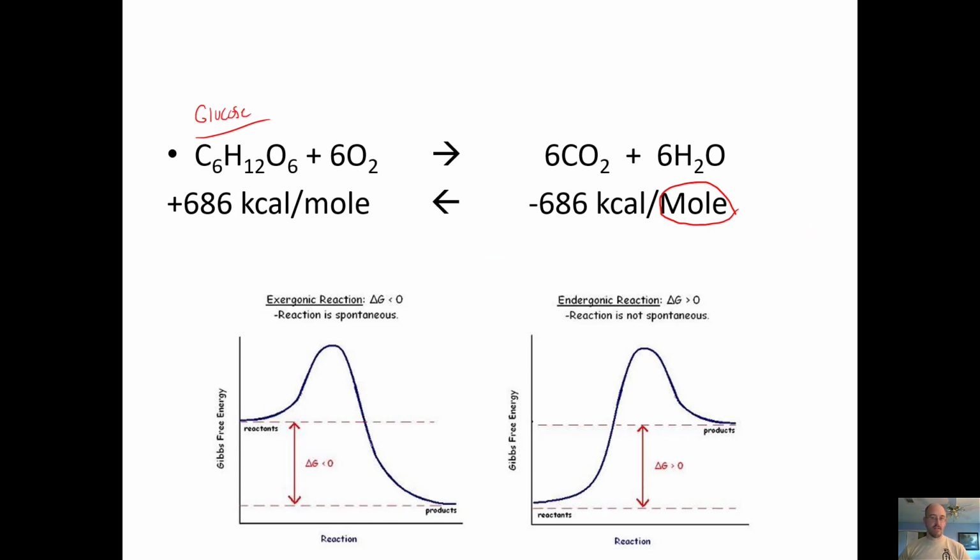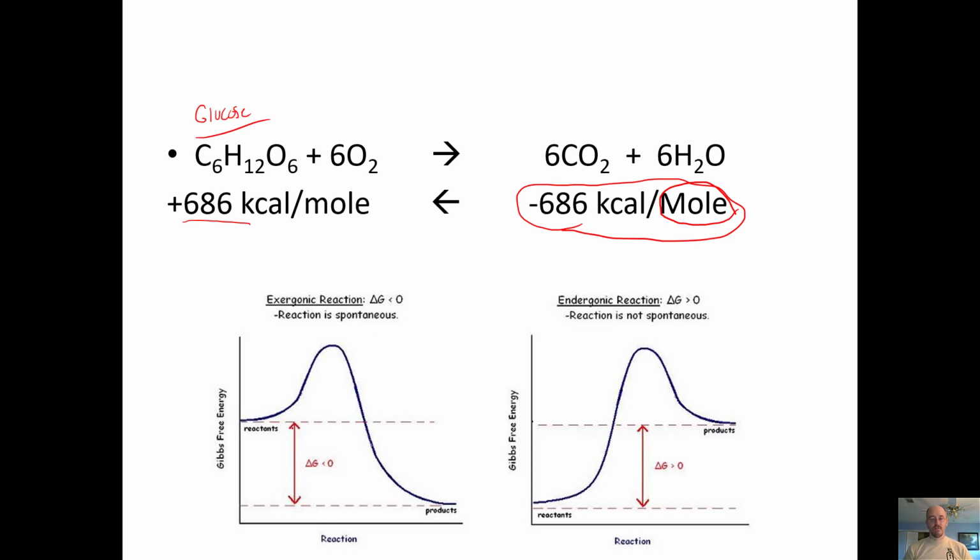6.22 times 10 to the 23rd, or that kind of a thing. I'm sure you've heard of it. But per mole of glucose, when you convert it to CO2, you'll lose 686 kilocalories per mole of glucose. Likewise, if you make a mole of glucose and you glue a bunch of carbon dioxides and waters together, that's going to be a positive delta G, a positive increase in energy of 686 kilocalories per mole.